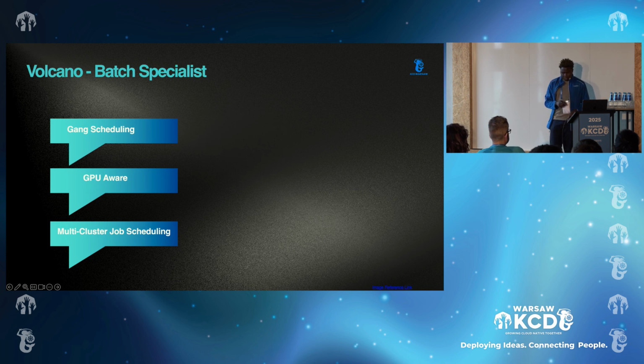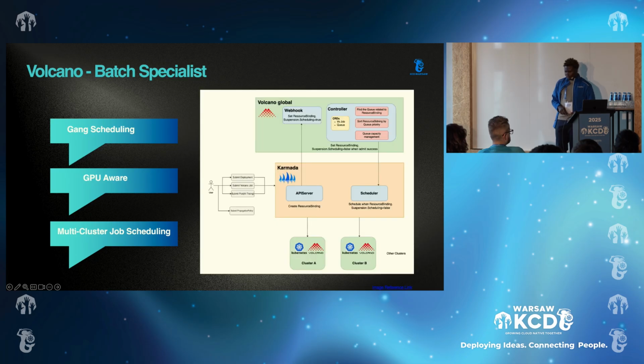Finally, Volcano provides what we call multi-cluster scheduling. What is multi-cluster job scheduling? A simple way I can put it: in Kubernetes, or let me say in the open source system, we have what we call Karmada.